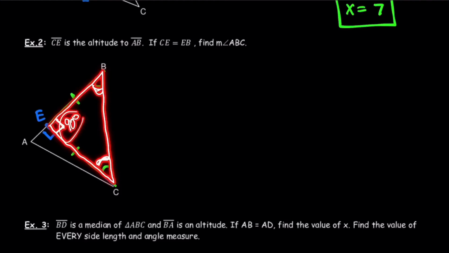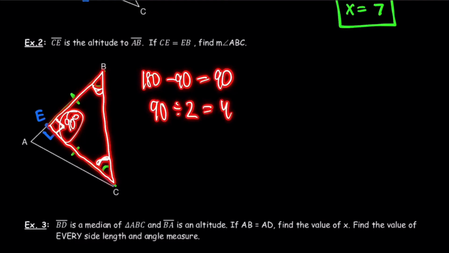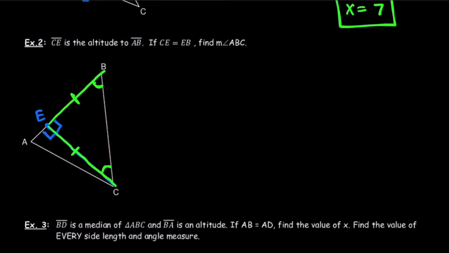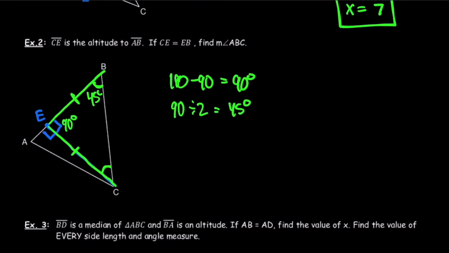So basically what I can do is I can do 180 minus 90. That gives me 90. And then take 90 divided by 2, and that's going to be 45 degrees. Each one of these angles right here has got to be 45 degrees. All right, so let's just do the math for that. 180 minus 90 equals 90, right, because this angle is 90. And then I take 90 divided by 2, and that's going to be 45 degrees. So that's what this angle is right here.